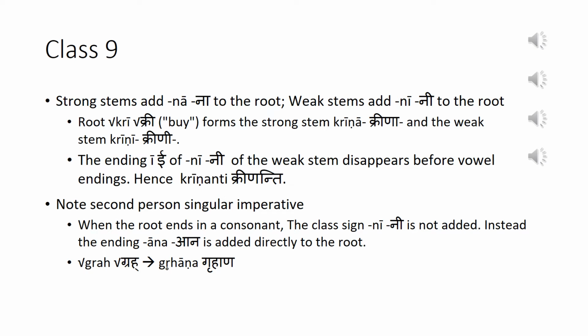Note that when the root ends in a consonant, the second person singular imperative behaves peculiarly. The class sign ni is not added. Instead, the ending ana is added directly to the root. Thus the root grah forms grihana.